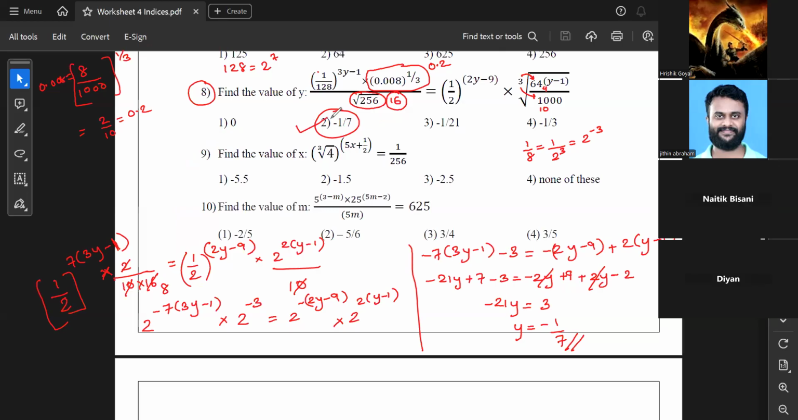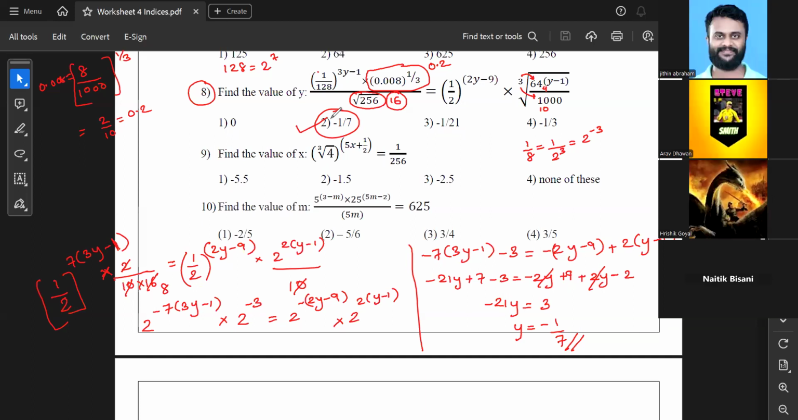Sir, I had a doubt. Under root of 256, sir, it can also be 16. But the square of minus 16 is also 256. It can be plus 16 or minus 16. Correct. But generally, whenever we take the square root, we consider the positive values only, unless it is specifically mentioned in the question. Okay, sir.